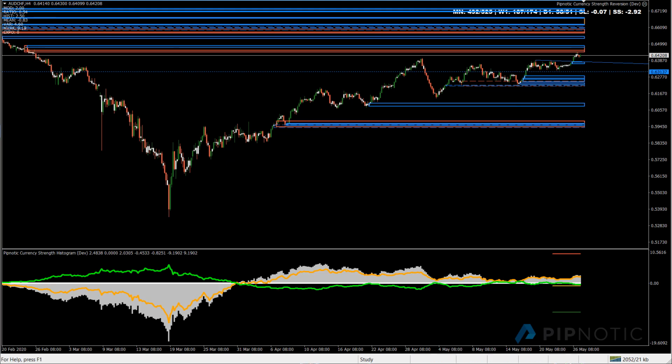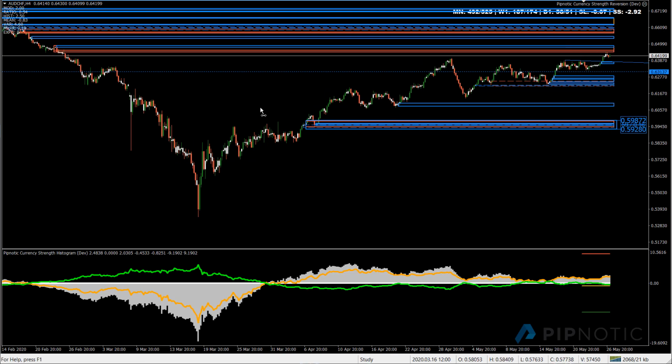Okay, we do have this one. This is the one that I like. The software found it for us, so we shan't bother. Okay, we'll leave it on there, but this is at about the 0.60 area. This is a pretty interesting area, I think, that we could see some bounces from.